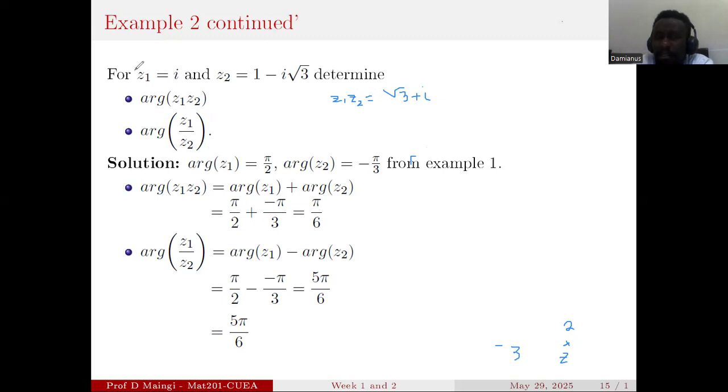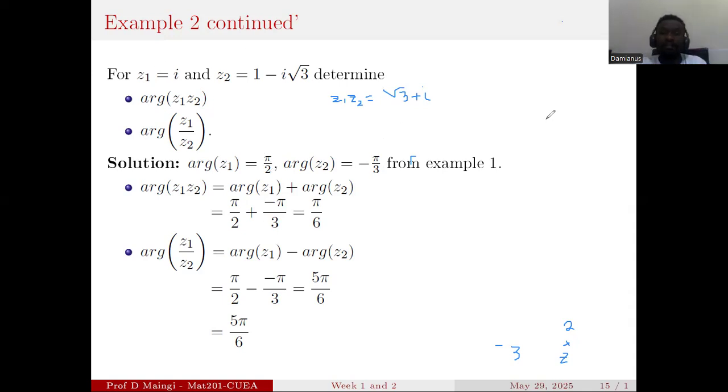Now, how does that come about? The argument of Z2 is minus pi over 3. We already worked that out previously, if you remember: 1 minus I root 3 has argument minus pi over 3. The argument of Z1, I can explain to you why it's pi over 2.